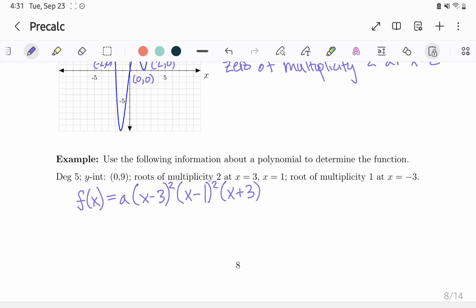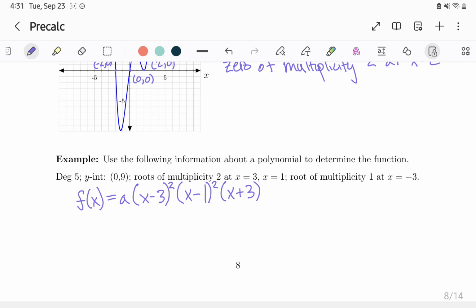So the way that we can check the degree of a polynomial function in factored form is just by adding up the multiplicity of each factor. So we have a factor of multiplicity 2, another factor of multiplicity 2, and then a factor of multiplicity 1. So the degree is 2 plus 2 plus 1, which is going to be 5. So we don't have to worry about there being any other factors here. We have all our factors, and this gives us the correct degree of 5 for our polynomial function f.